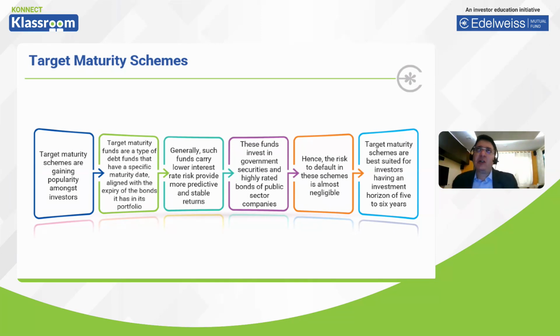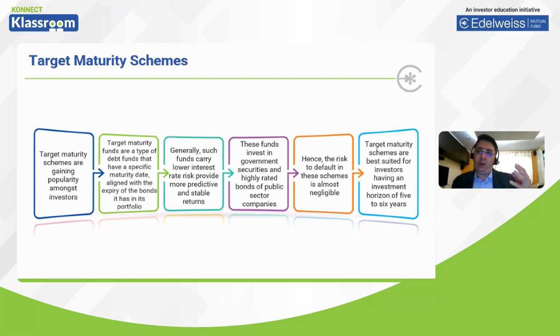These schemes generally invest in government bonds and highly rated bonds of public sector companies. Because it's government and PSU bonds, in terms of safety they go very high. Hence, the default risk, because of the quality of papers, is almost negligible. So that's the first benefit of these schemes.